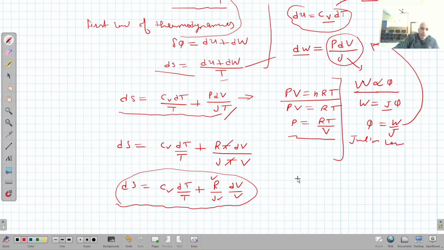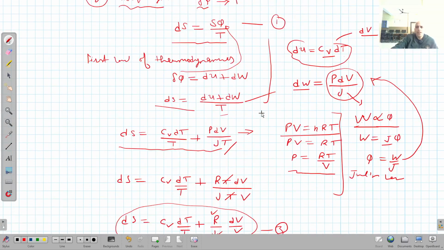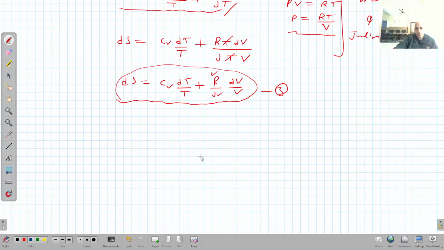Now we got this equation, let this be equation number 3. Clear? I forgot to give this name: this is equation number 2. We started from here. Clear? We put this value according to the first law of thermodynamics in this equation, then we got equation number 2. Then we put the value of dU and dW, then we get equation number 3.